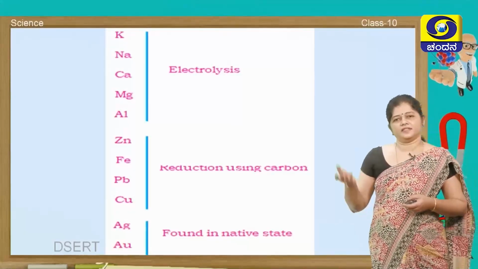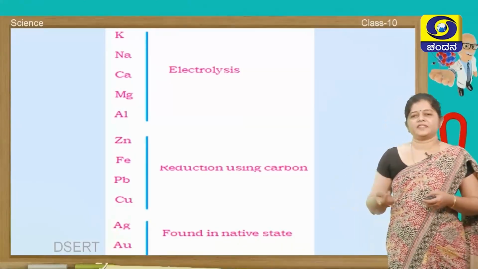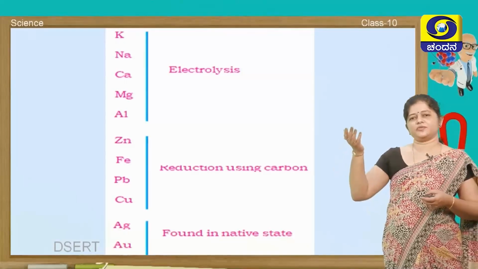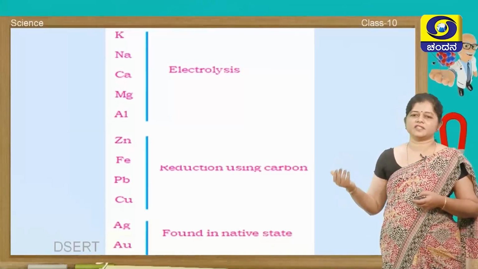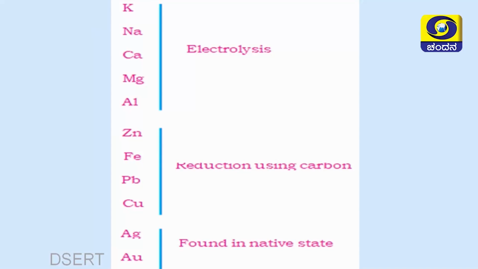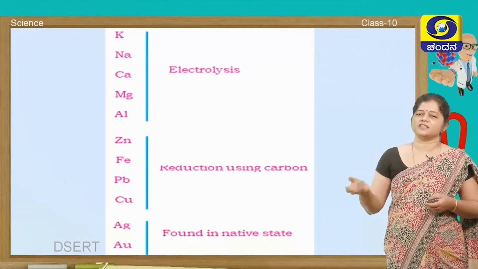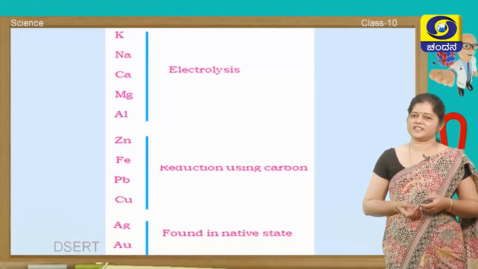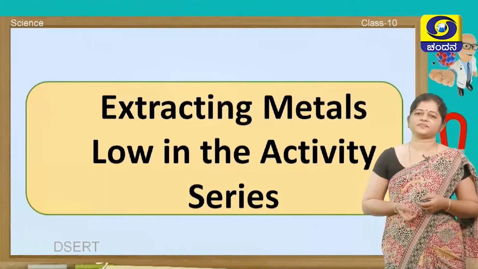Now, this is the reactivity series. In the reactivity series, you know which are the most reactive metals, which are the moderately reactive metals and which are the least reactive metals. The most reactive metals like potassium, sodium, calcium, magnesium and aluminium have to be reduced by electrolysis, whereas zinc, iron, lead and copper can be reduced by using carbon. The others are generally found in the free state or the native state.